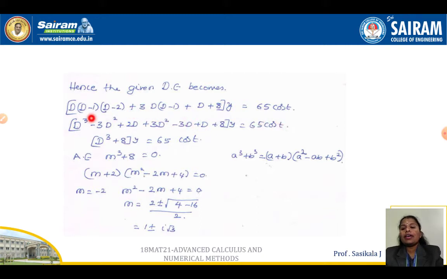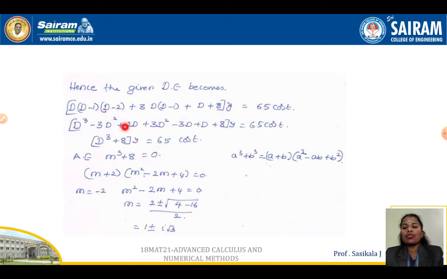So you can multiply inside, and it will become D cube minus 3D squared plus 2D plus 3D squared minus 3D plus D plus 8 into y is equal to 65 cos t. I have just taken it inside with the term D. First you can do D minus 1 into D minus 2, then multiply with the D term. You can get it like this. What is D into D minus 1 into D minus 2? You will get D squared minus 2D, minus 1D will be minus 3D.